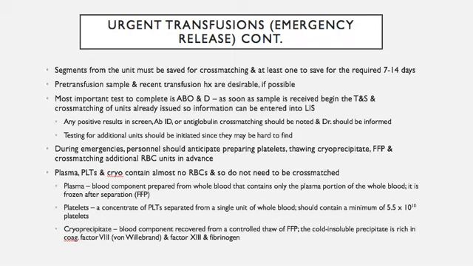And then testing for additional units. If the patient needs additional units for transfusion, you should go ahead and initiate that, especially if those units can be hard to find if the patient does have an antibody. So during emergencies, personnel should anticipate preparing platelets, thawing cryoprecipitate, FFP, and cross-matching additional red cell units in advance.